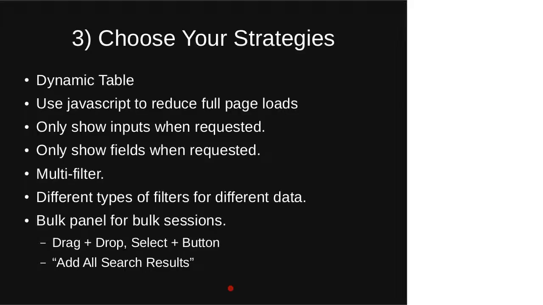So we had our problems, and we knew what we were dealing with, what kind of users and what kind of information we wanted to deal with. So we had to choose, how are we going to improve this? Now we wanted a dynamic table. So we wanted a table that shows the users that are in the system, but it doesn't show every single piece of information. We wanted the ability to add new columns, to take away columns, depending on what the user was searching for. And we used JavaScript to reduce full page loads.